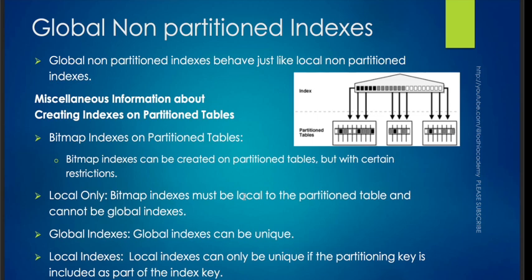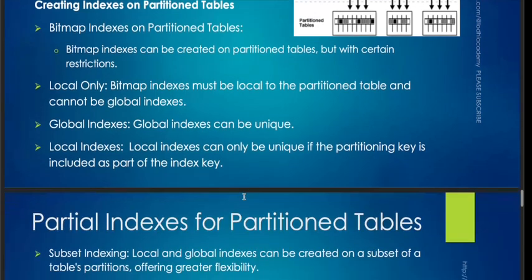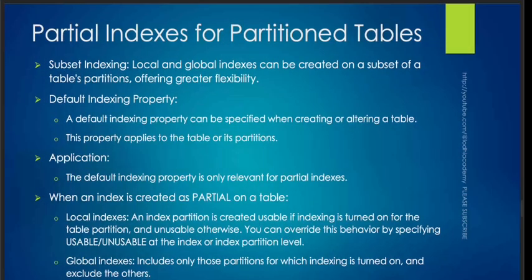Global indexes can be unique. Local indexes can only be unique if the partitioning key is a part of the index key. Partial indexes for partition tables. You can create local and global indexes on a subset of the partitions of a table, enabling more flexibility in index creation. This feature is supported using a default table indexing property.